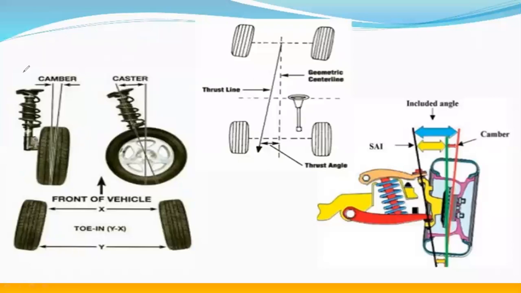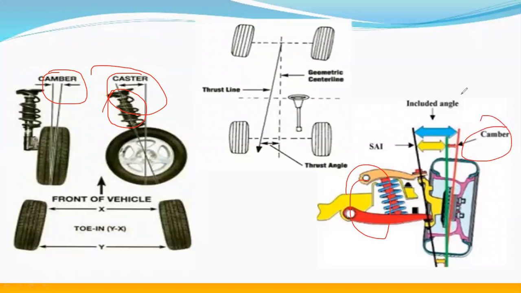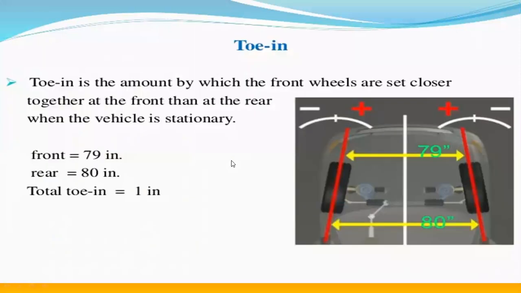So it shows what is camber angle, what is caster angle, and kingpin location, the included angle at the front of the vehicle. What is toe in and toe out, I will explain. Okay, next one: what is toe in and what is toe out? What is meant by toe in angle and what is meant by toe out angle?